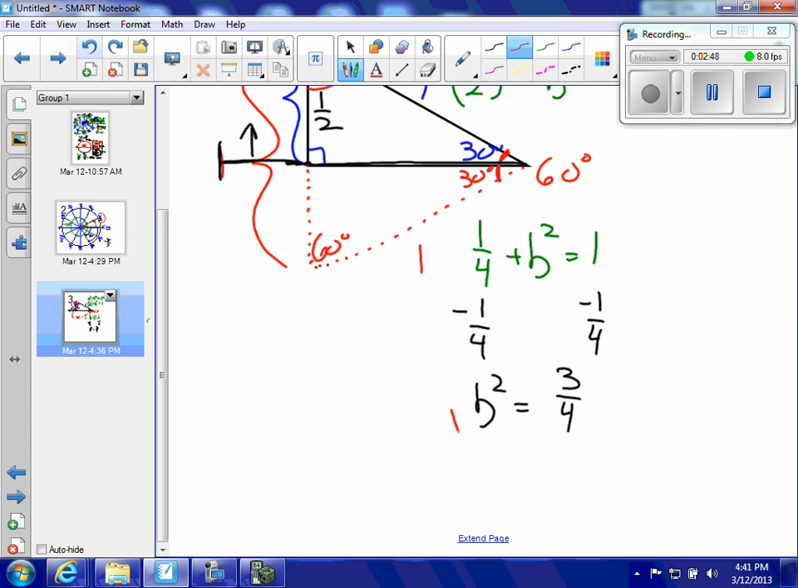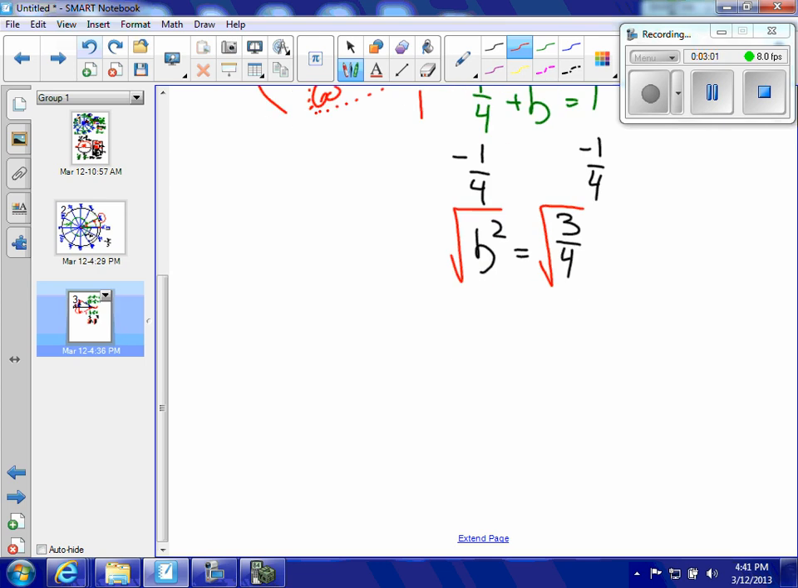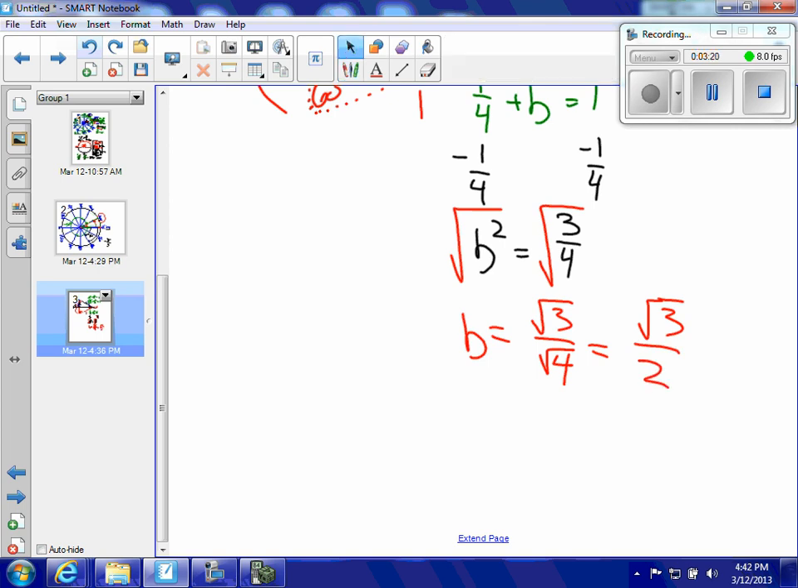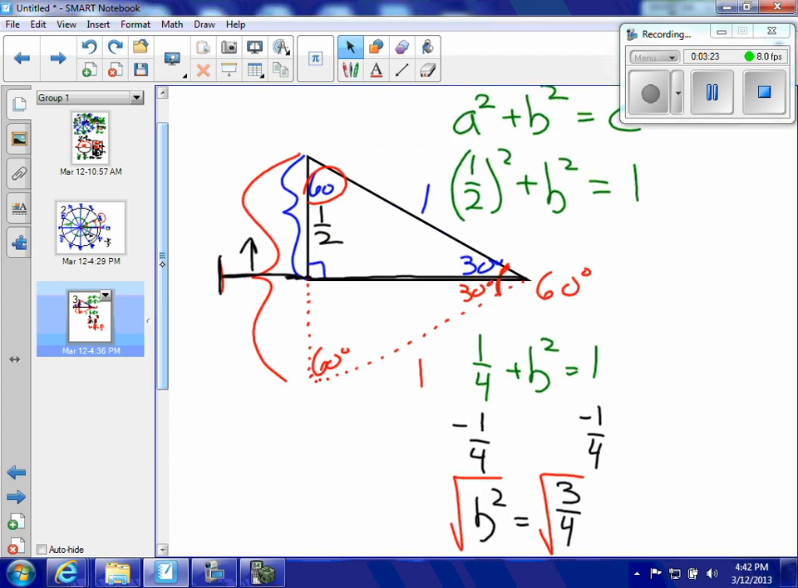Let's take the square root of both sides, and I know that everybody in the audience is saying, square root, plus or minus, plus or minus. But we don't have to do plus or minus here because we can't have a negative distance, negative side of a triangle, so we're just going to deal with the pluses. So that is b is equal to radical 3 over radical 4, which means b is equal to radical 3 over 2. We have just found the length of this side, radical 3 over 2.